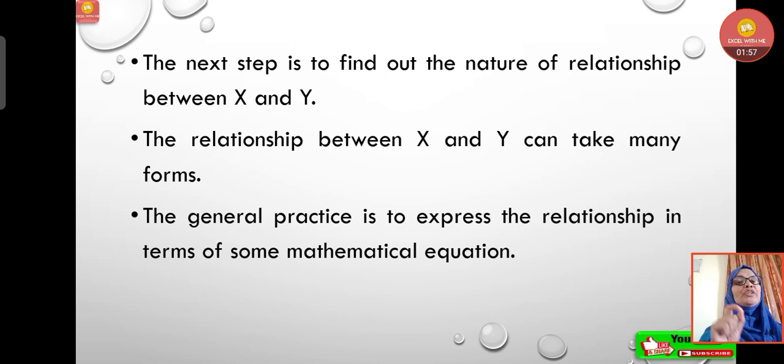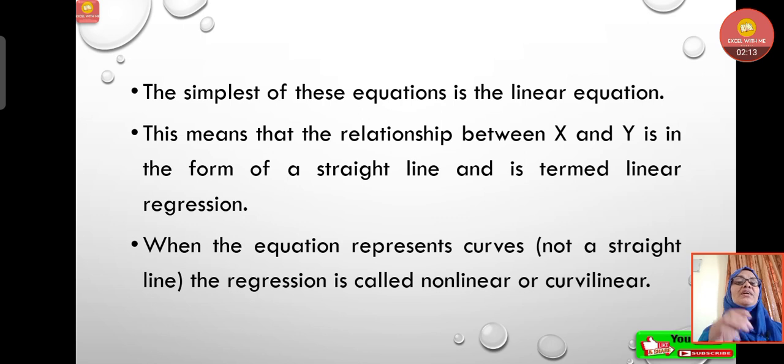The next step is to find out the nature of relationship between x and y. The relationship between x and y can take many forms. The general practice is to express the relationship in terms of some mathematical equation. Now, the simplest of these equations is the linear equation. This means that the relationship between x and y is in the form of a straight line and is termed linear regression. When the equation represents curves, not a straight line, the regression is called non-linear or curvilinear.